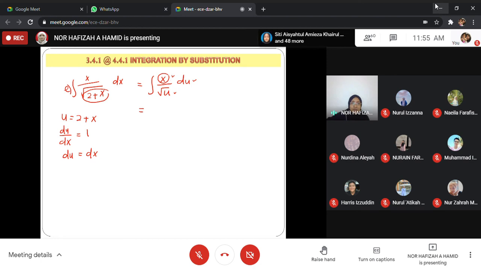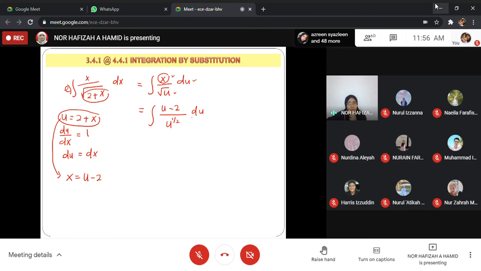Okay, so in order to change x ni in terms of u, you can use yang ni, equation of u equal to 2 plus x. So saya nak derive x. Okay, so x is equal to u minus 2. Okay, so nanti substitute x dia dengan u minus 2 over root of u, which is u^(1/2), and du. Okay, so you kena check balik equation tu. So bila equation dia semua in terms of u dah tak ada variable x, baru you boleh proceed with the integration. So you kena ingat dia tak boleh ada dua variable. Okay, you kena remove semua variable x tu, jadikan u.